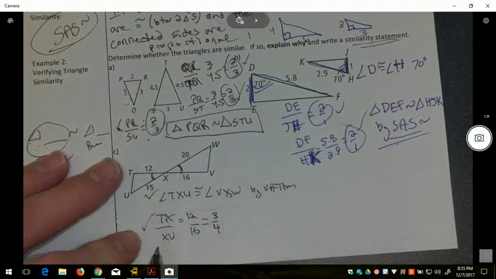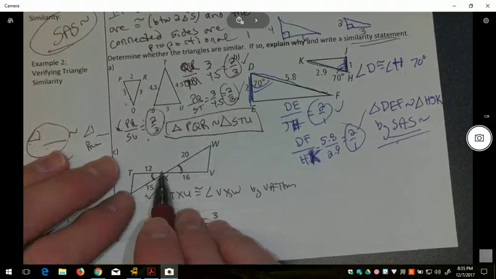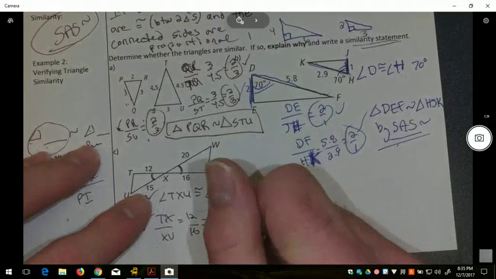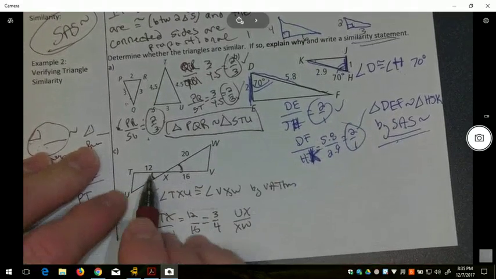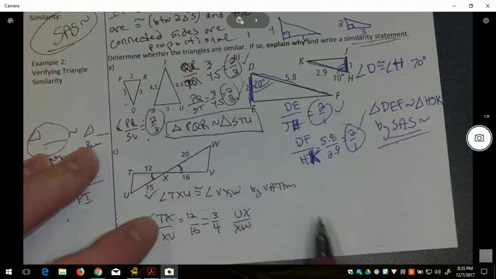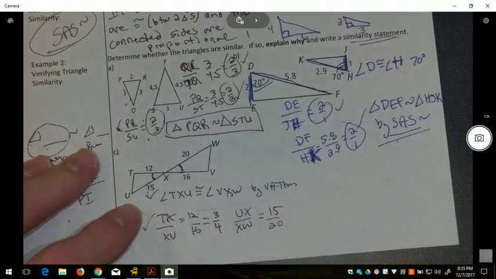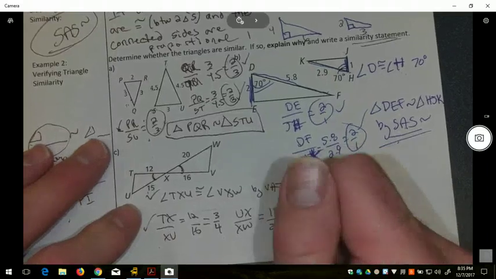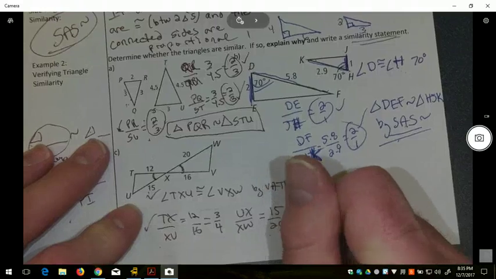There's one ratio. I need a second ratio if I'm going to use side, angle, side, and it has to be the other side that's connected to this angle. So UX over XW, the longer of these two and the longer of these two, will match up, equals 15 over 20. Now if these ratios aren't the same, the triangles aren't similar. But in fact they are, because when I divide both of these by 5, I once again get 3/4.